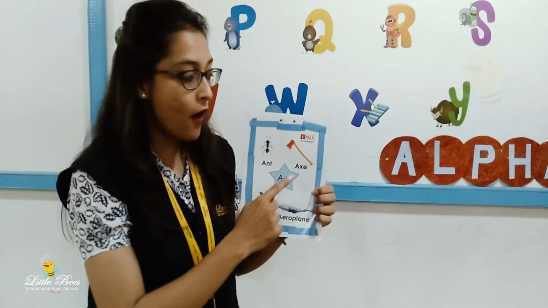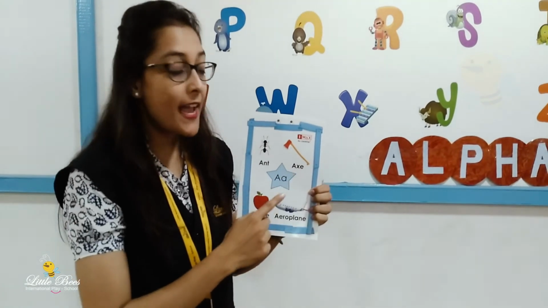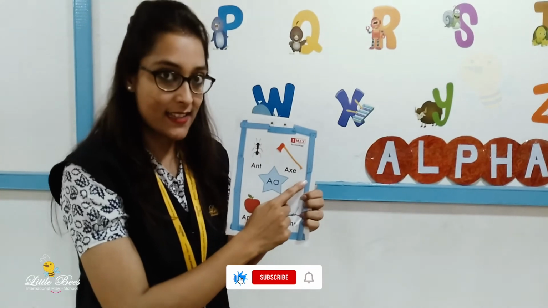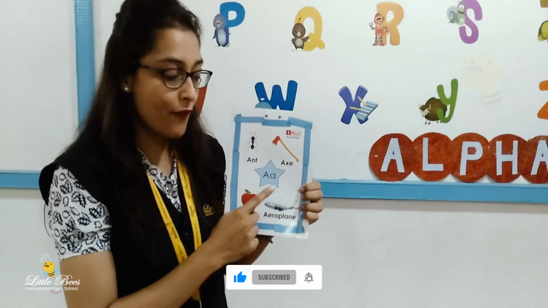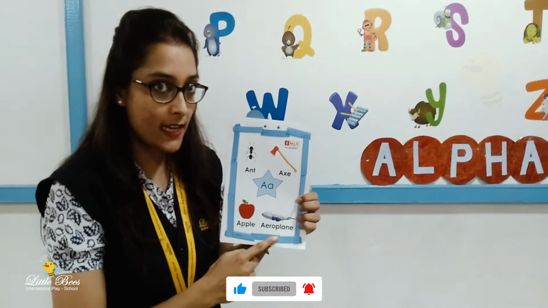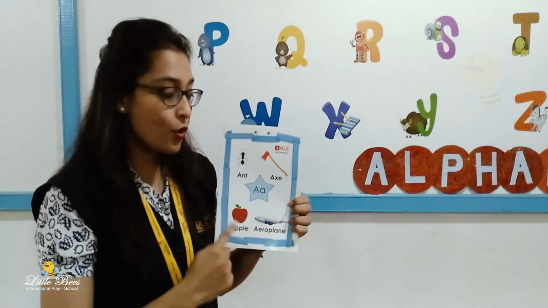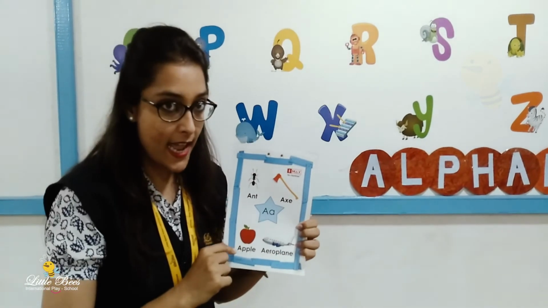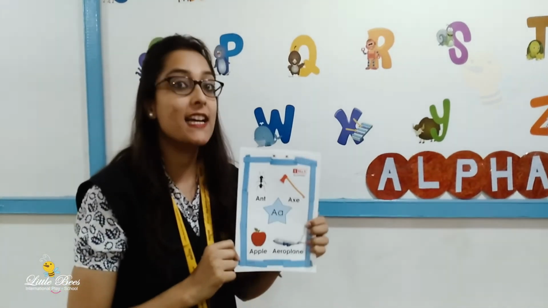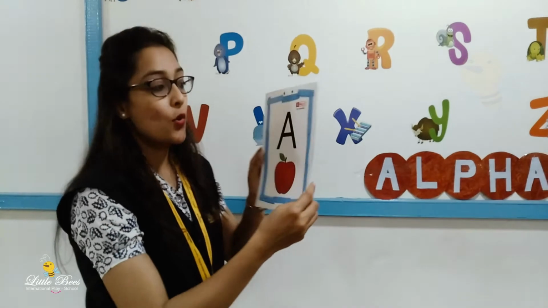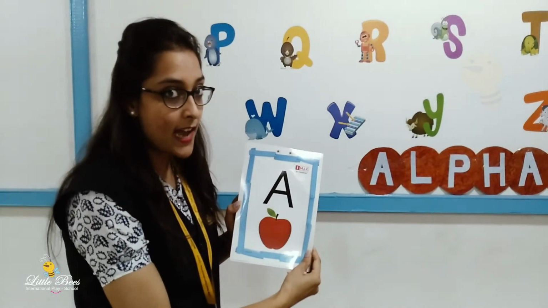A for axe. A for aeroplane. So these are the objects for letter A. So you can recognize this letter now.